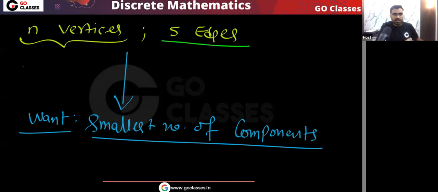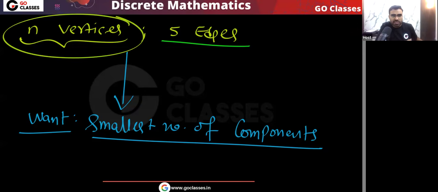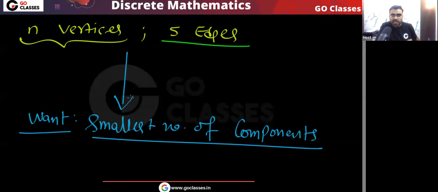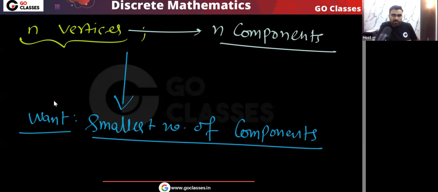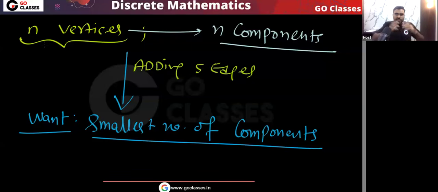So initially when you have n vertices, then how many components are there? Initially, let's assume there is no edge. Very simple point. Initially you have n vertices and there are n components. All are isolated vertices, so there are n components. Now what I am doing? Now I am adding five edges.